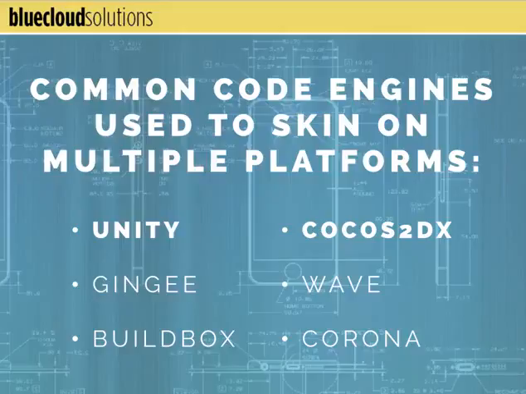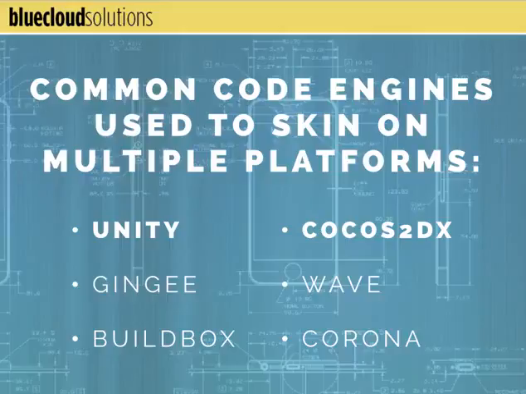So one is Unity. Unity is just a very powerful engine. It allows you to export to tons of different user bases. Cocos2d-x is a gaming engine, I should say a physics engine, that allows you to export to multiple different platforms. Gingy, Wave, Buildbox, Corona. Check them all out. They have a lot of potential, and some apps are better suited for these technologies.